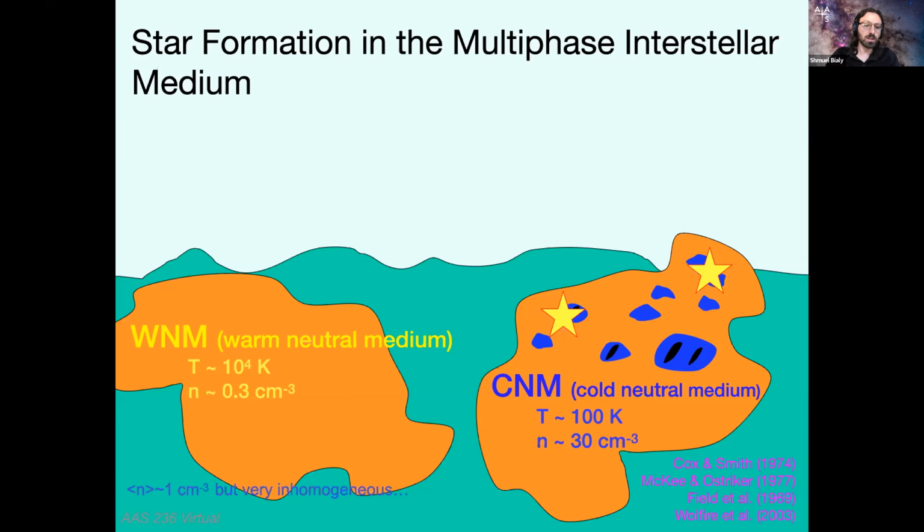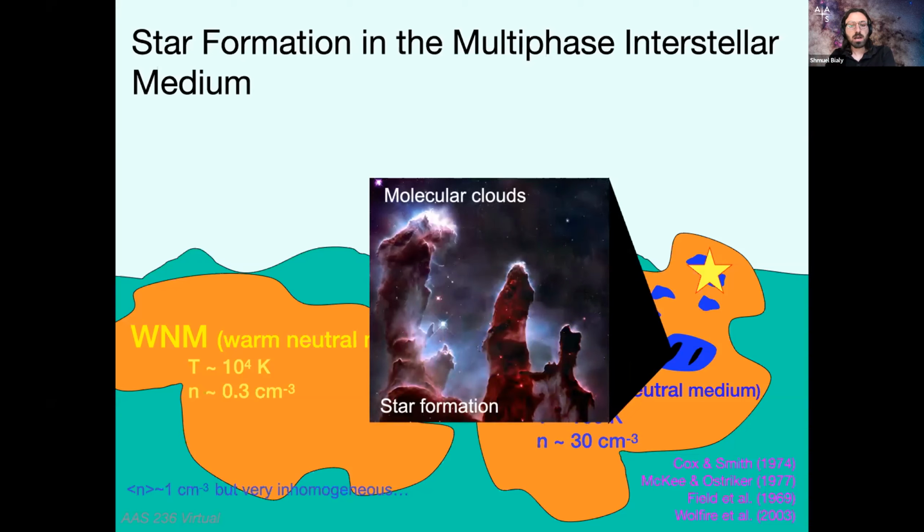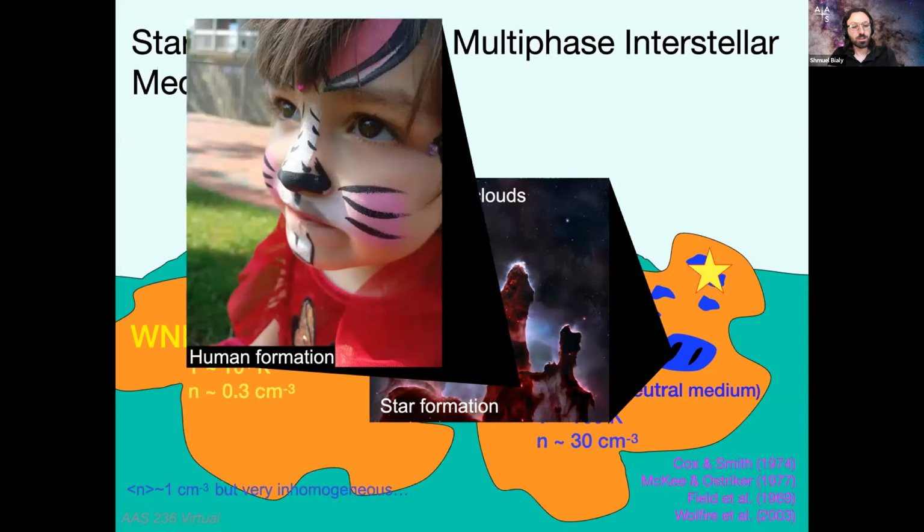Mainly two phases, the WNM and the CNM, the warm and cold neutral medium, with a very high contrast of density and temperature, from 100 to 10^4 K, and densities of 30 and 0.3 cm^-3, which are typical of the interstellar medium of our galaxy. In the CNM, the cold phase, is where we have formation of molecular clouds, which then undergo gravitational collapse to form stars. We have star formation, everything you like.